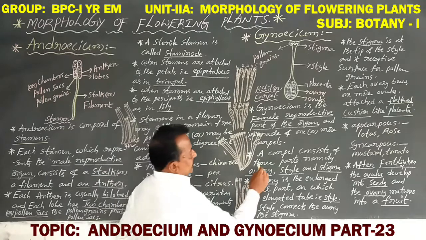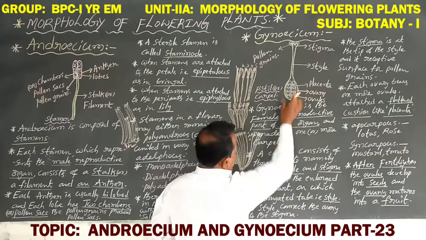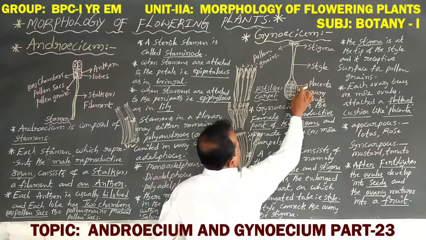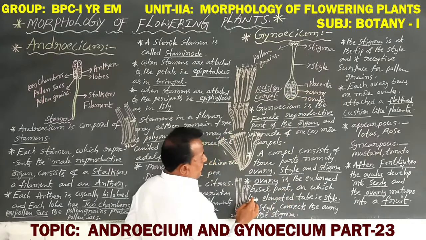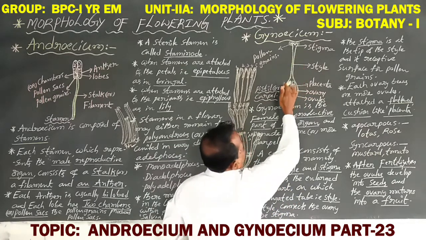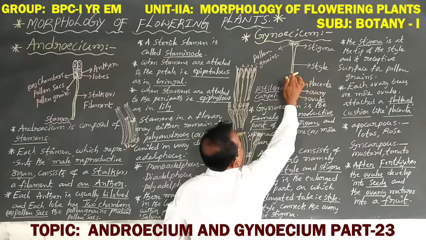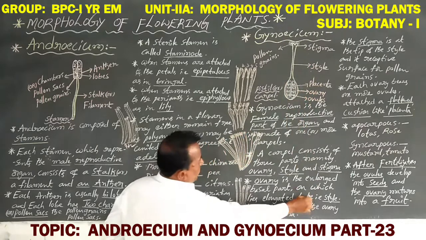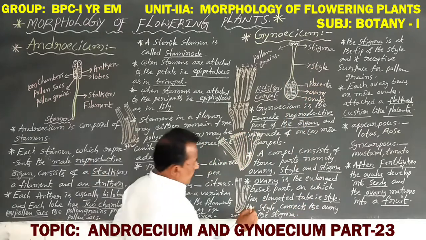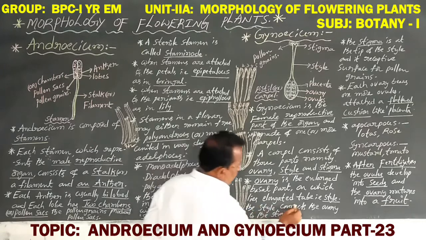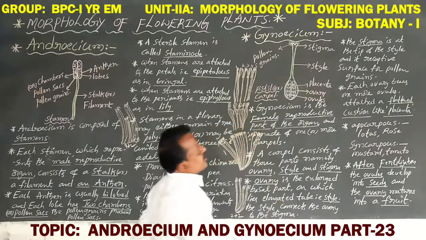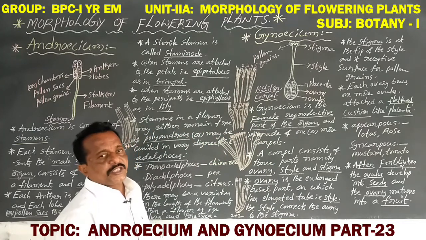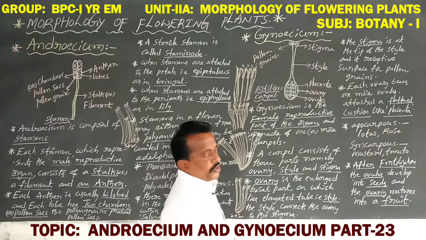Okay now, next coming to the first part, the ovary. Ovary is the enlarged basal part, on which lies a tube-like structure, that is the style. So what is the importance of style? The style always connects the ovary to the stigma. That is the importance of style.